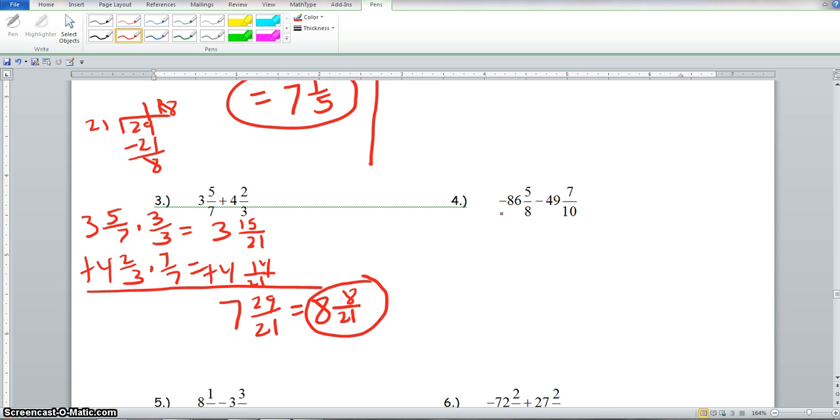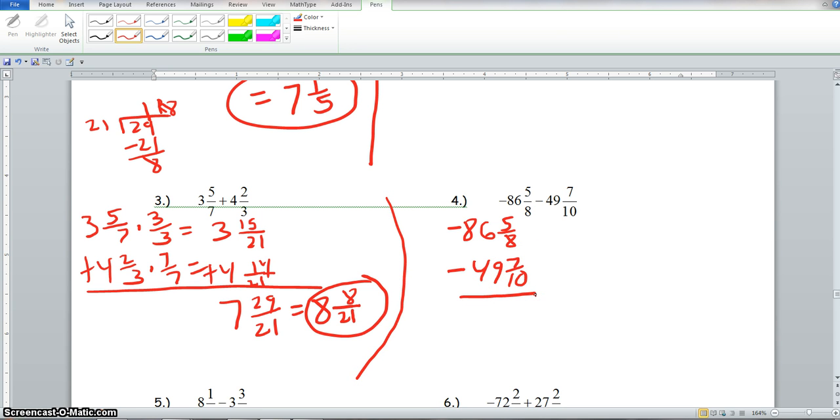Now we go over here to number 4. Now remember, when you're adding or subtracting and they have the same sign, you add them together and carry the sign. So we know we're going to add these two together and carry the sign. So we could write this as negative 86 and 5/8 minus 49 and 7/10. Draw a little line to separate these.